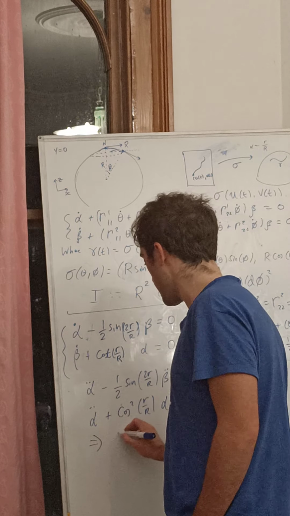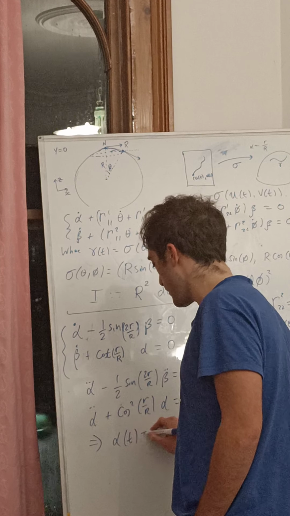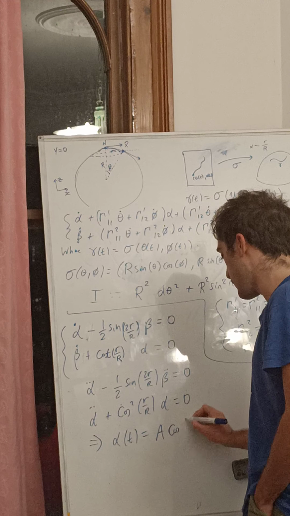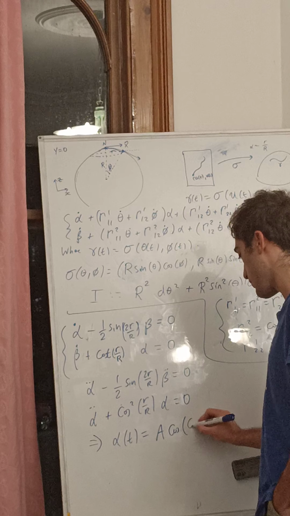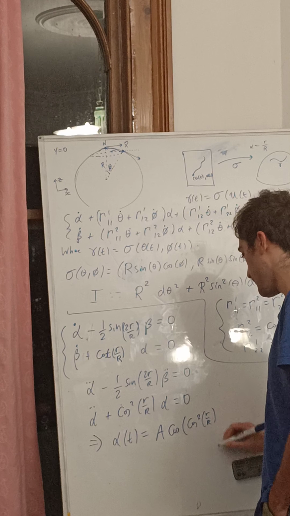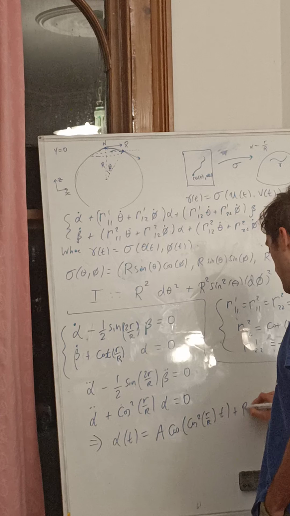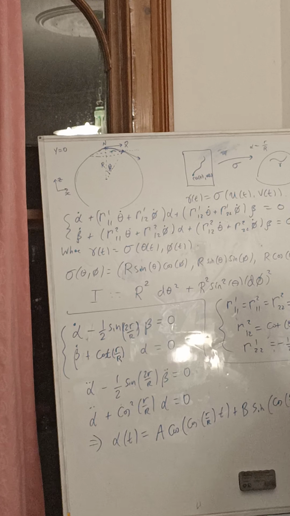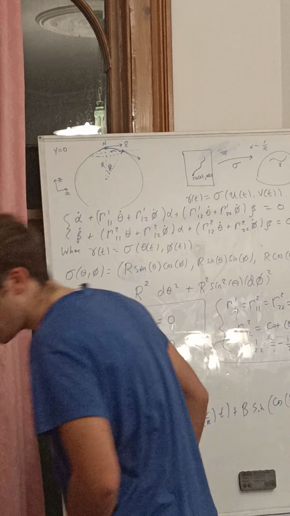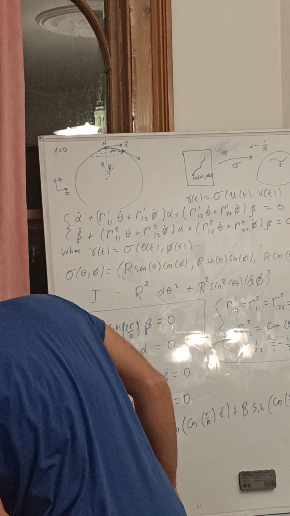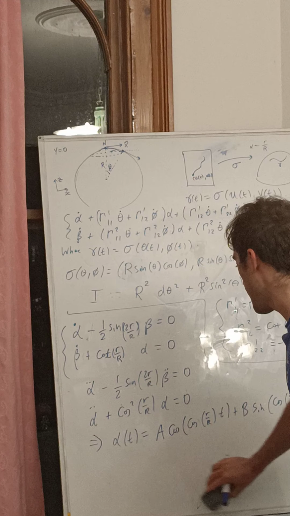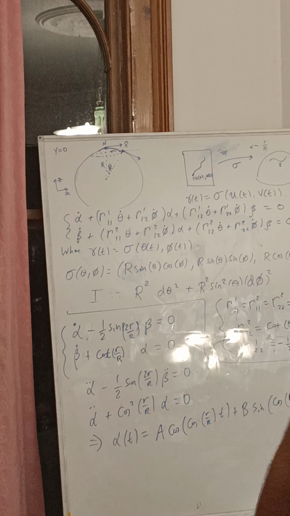And so that gives us that alpha of t is equal to a cosine of, now this is the frequency if you like, cos squared little r over r times t, plus b sine, not squared, cos little r over r times t. Okay. Yep, I think that's correct. All right, cool. So that's where we are. Let me check that I'm still recording. All right, I am. That's grand.